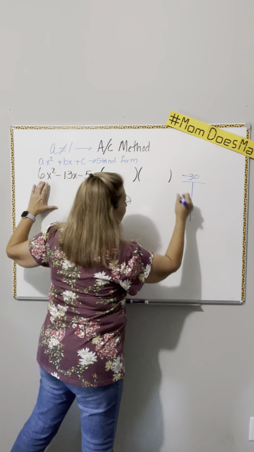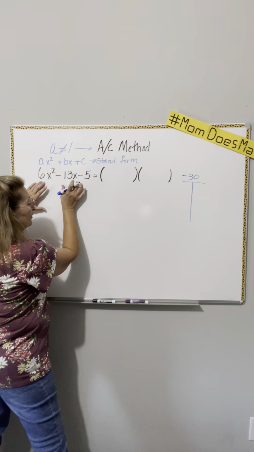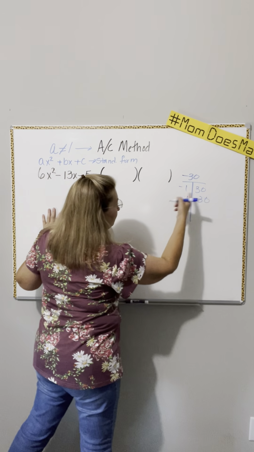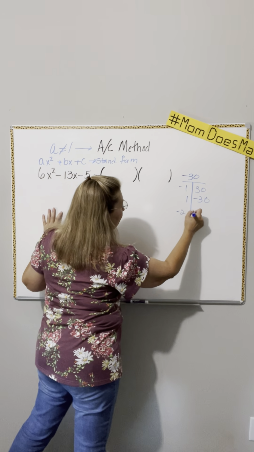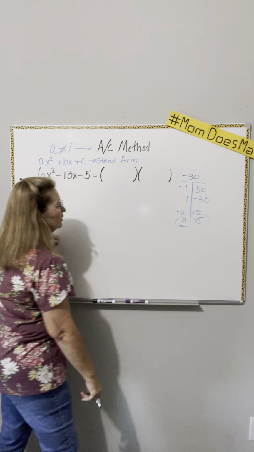Now I want to find a pair of numbers that will multiply to give me negative 30 and add up to give me negative 13. And if you have to make a list, remember, since this is negative, you've got one of each. And then as soon as you get to 2 and negative 15, you have a winner.